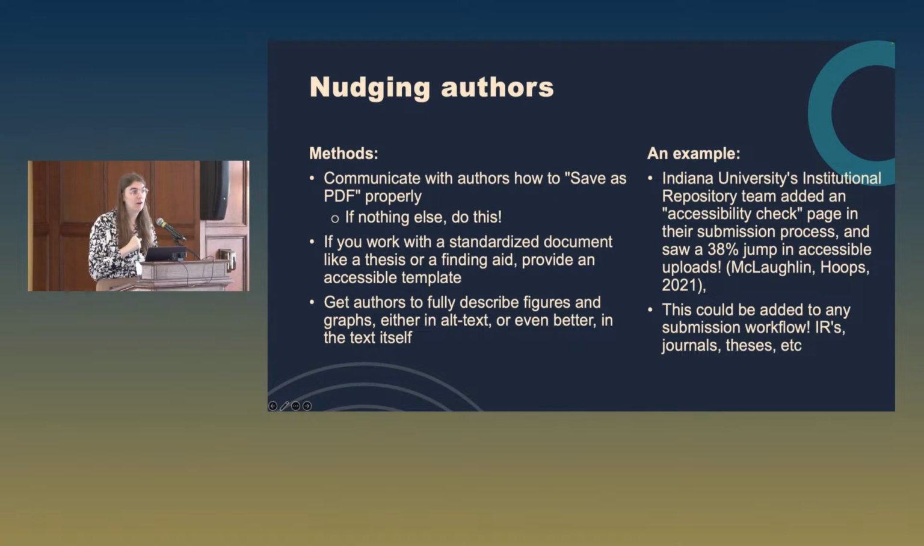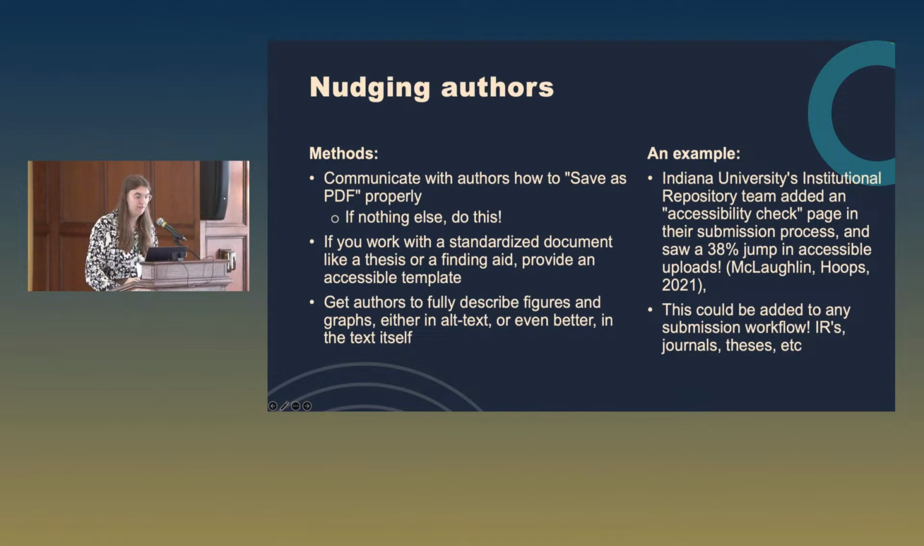U of T does this for our archival finding aids, and it's really helped create accessible PDF finding aids. And we're looking to make it mandatory. And there are success stories here. The Indiana University's Institutional Repository team added an accessibility check page in their submission process and saw a 38% jump in accessible uploads, which is a huge deal. Like, that doesn't sound like a big enough number, but that is a big deal. We can think about simple solutions like this and make the world a teensy bit more accessible.